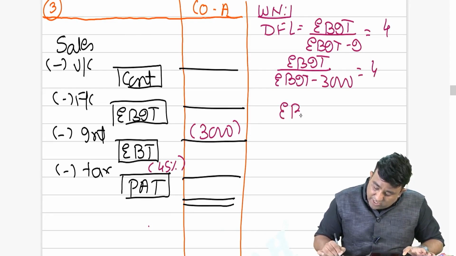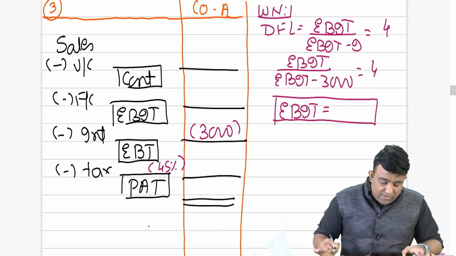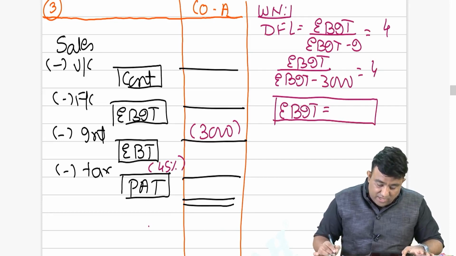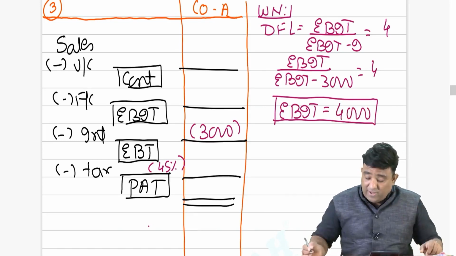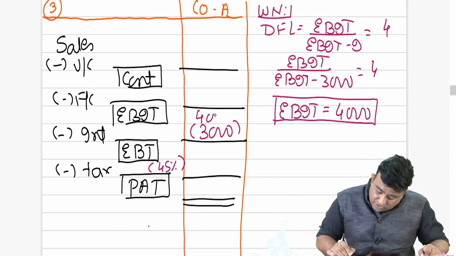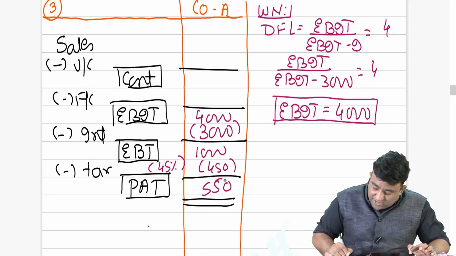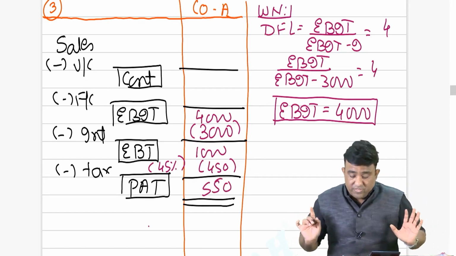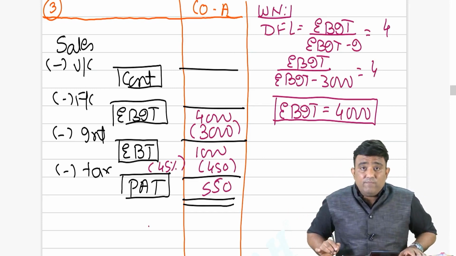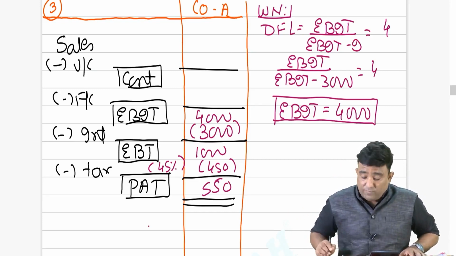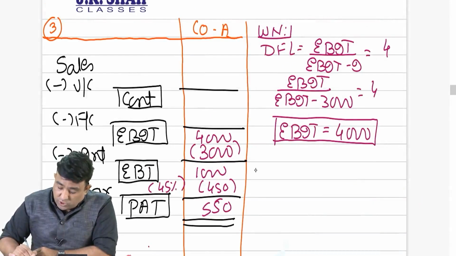Can I calculate EBIT now, students? So obviously EBIT will be 4000. If I cross multiply and do the mathematics, so putting 4000 here, this will be 1000. 45% is 450. So 550 is PAT. Simple. The moment I get EBIT, I can proceed further and close up to PAT. Okay, now working note 2.